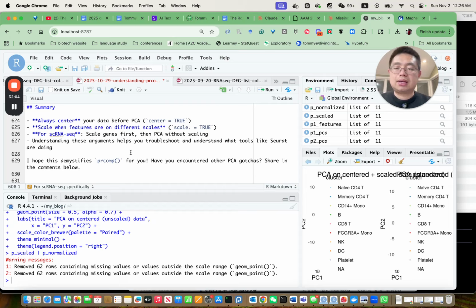Understanding the arguments helps you troubleshoot and understand what tools like Seurat are doing. And I hope this video demystified prcomp for you.